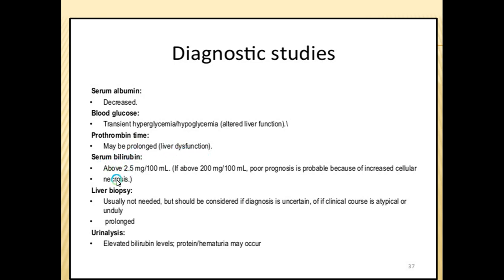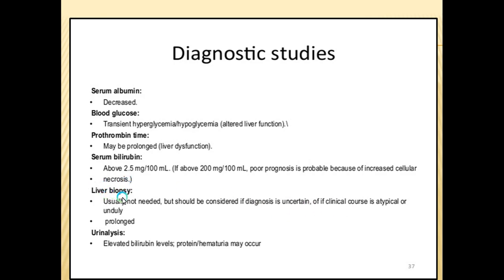Serum bilirubin will be above 2.5 milligram per 100 ml. Okay, so this may be the value. If it is above 200 milligram per 100 ml, poor prognosis because of increased cellular necrosis. We have already studied that inflammation of the liver causes degenerative changes as well as necrotic changes. So if it is above 200 milligram per 100 ml, then it denotes the necrotic stage of the liver.